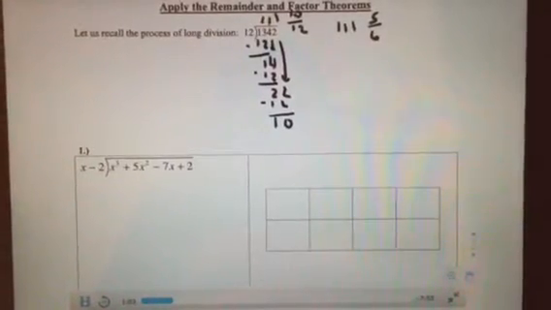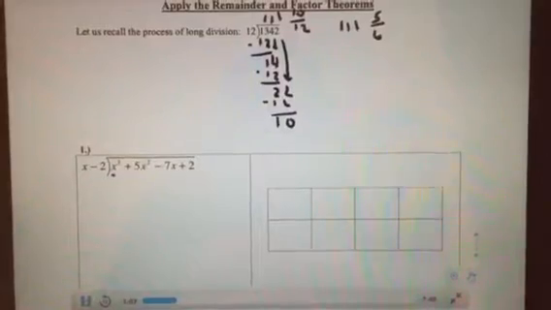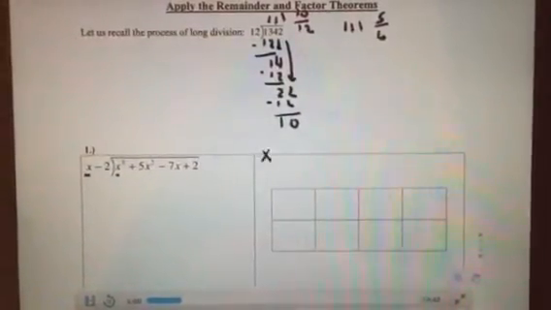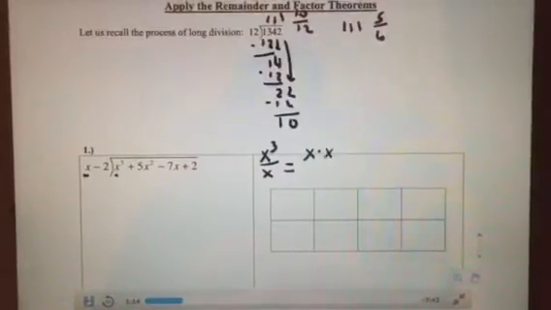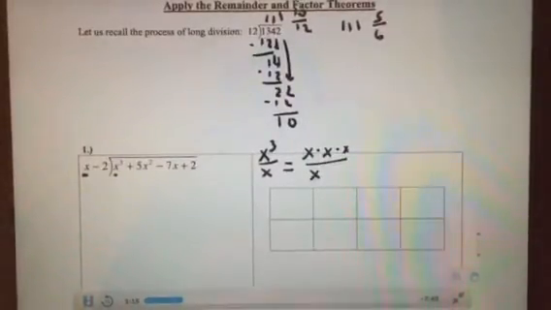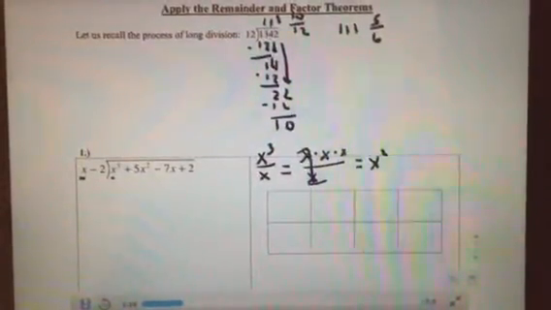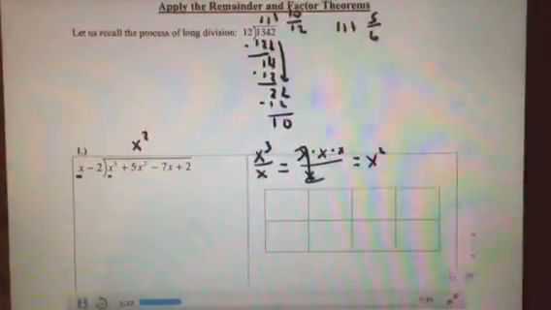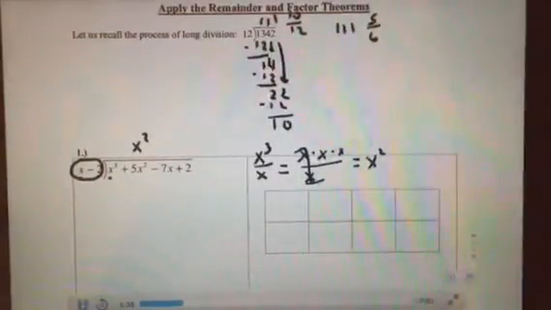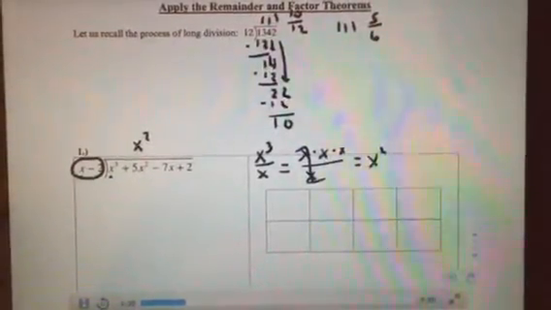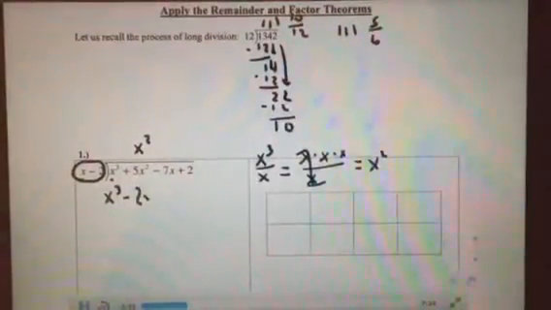To take x cubed plus 5x squared minus 7x plus 2 and divide it by x minus 2, focus on the first terms. Ask yourself, what is x cubed divided by x? Well, x cubed is x times x times x, divided by a single x leaves you with x squared. So we're going to put x squared above the x squared place value. And we're going to take it and multiply it by this entire divisor. We'll need to do this distributive property. X squared times x is x cubed. X squared times negative 2 is negative 2x squared.